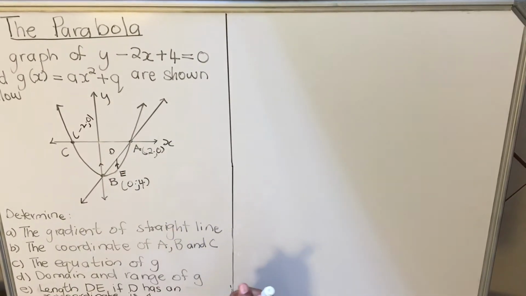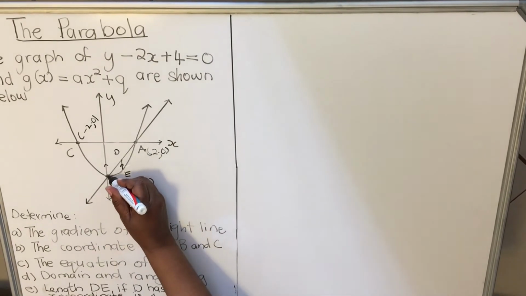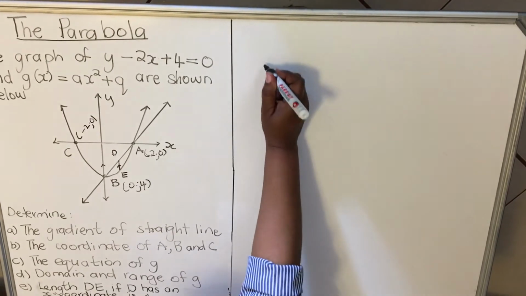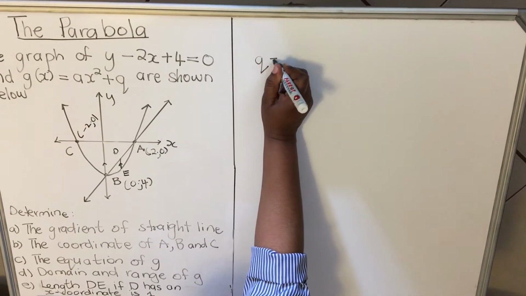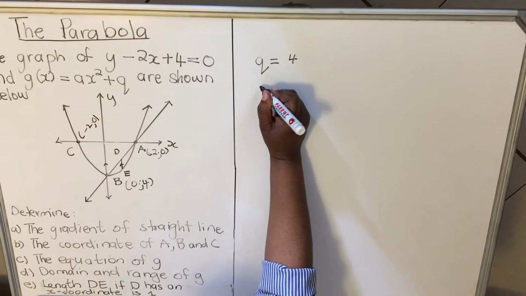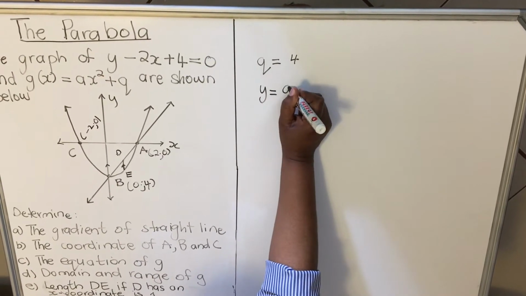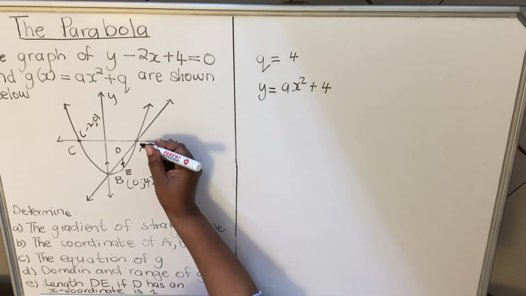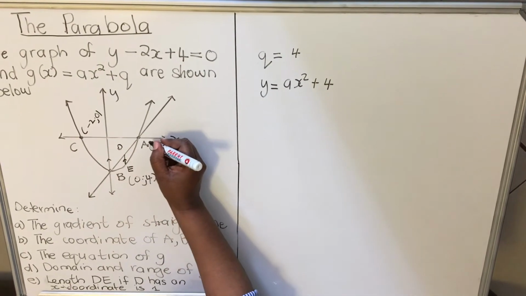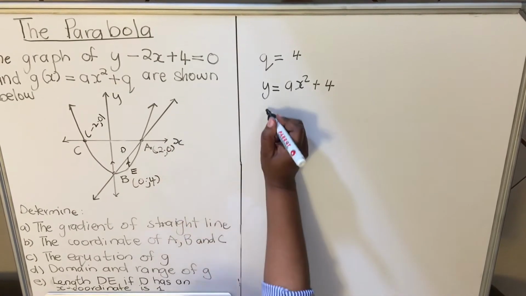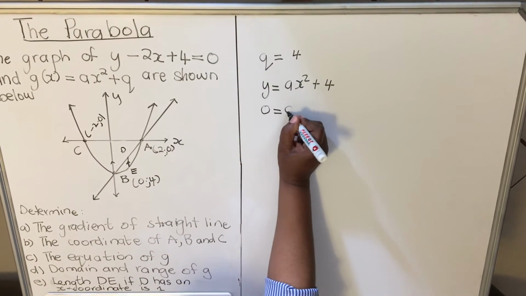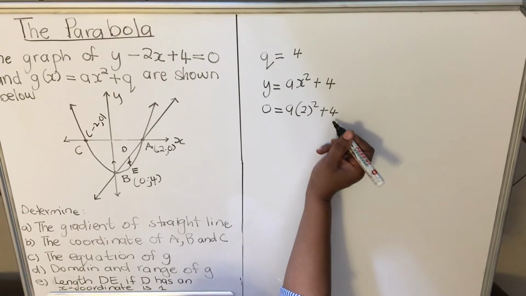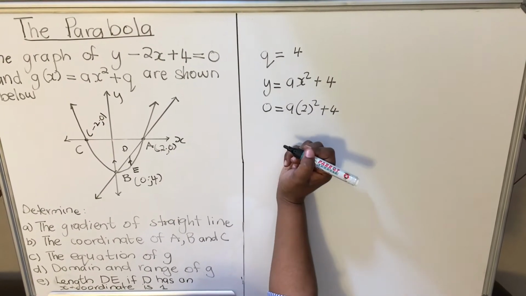Okay, now we want the equation of G. There's the equation of G. But already we see here that Q is the y-intercept. So my Q is equal to minus 4. Okay, so my y is equal to ax squared minus 4. So I'm going to use any of the points that are on the graph. I'm going to use this one, the 2 and 0. 0 is equal to a into 2 squared minus 4.